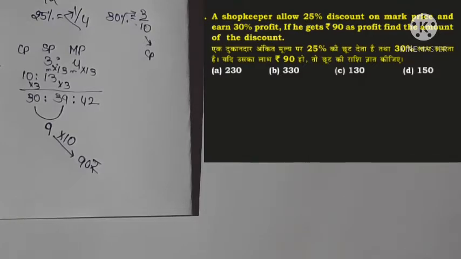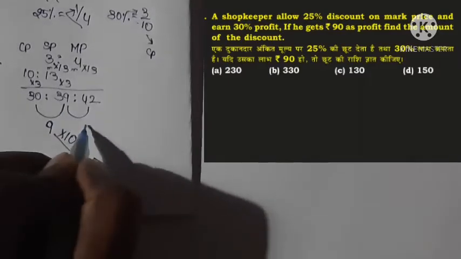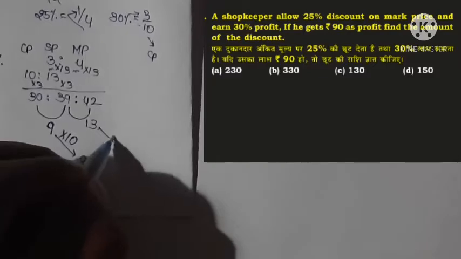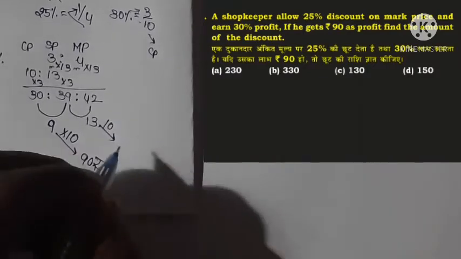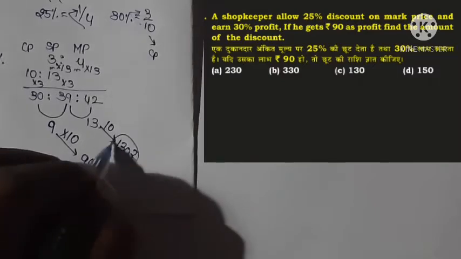So find the amount of discount. Here the discount is 13 units. So 1 unit represents 10, and 13 units represent 130 rupees.